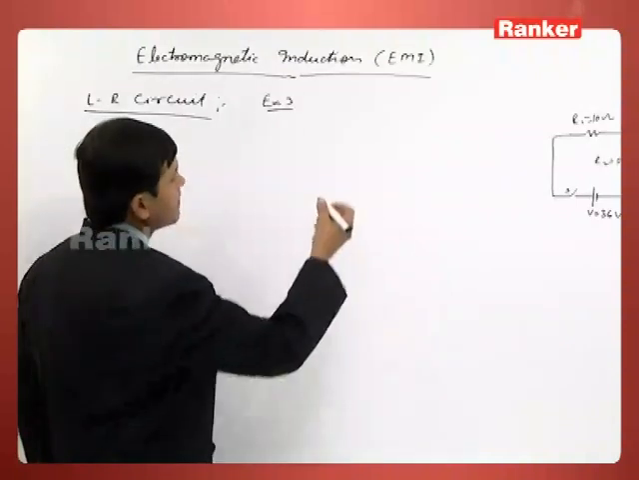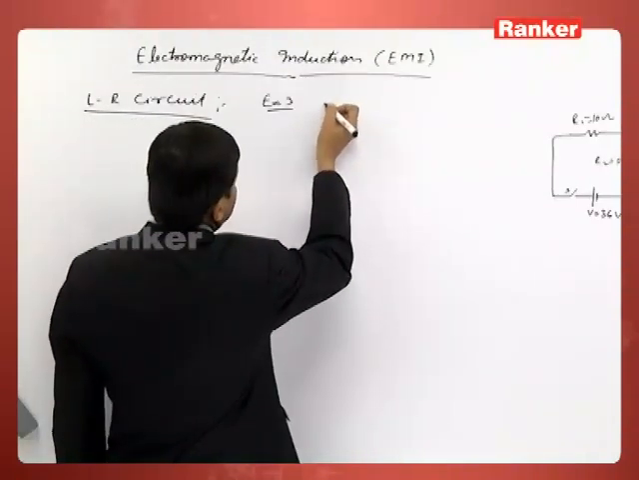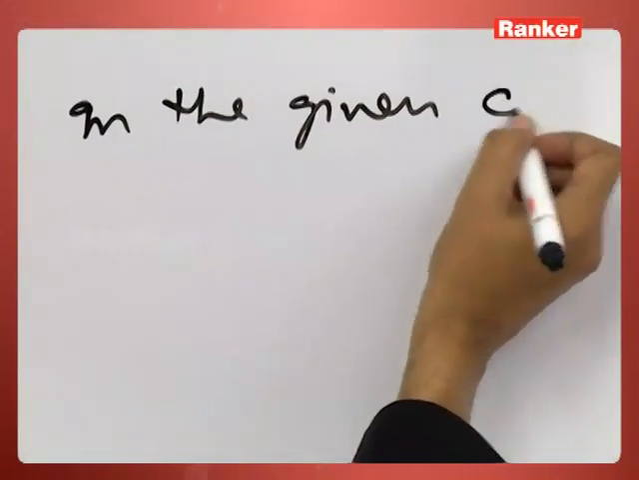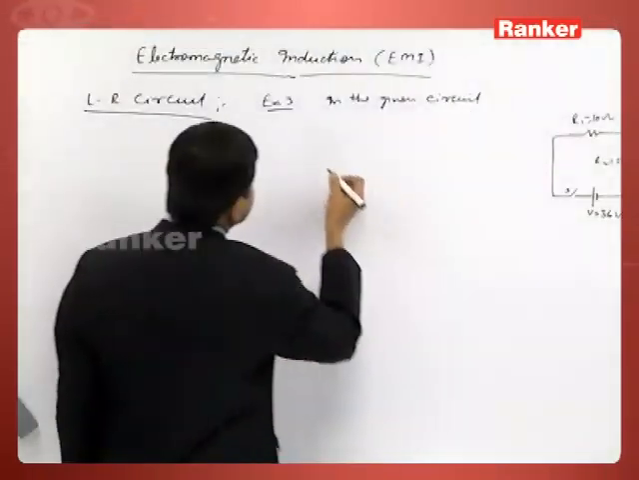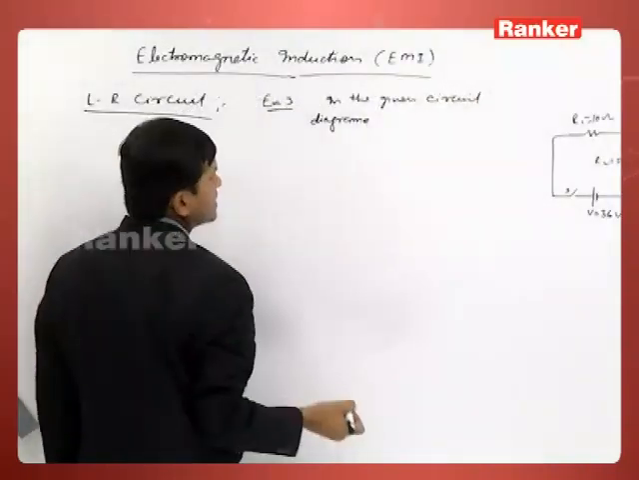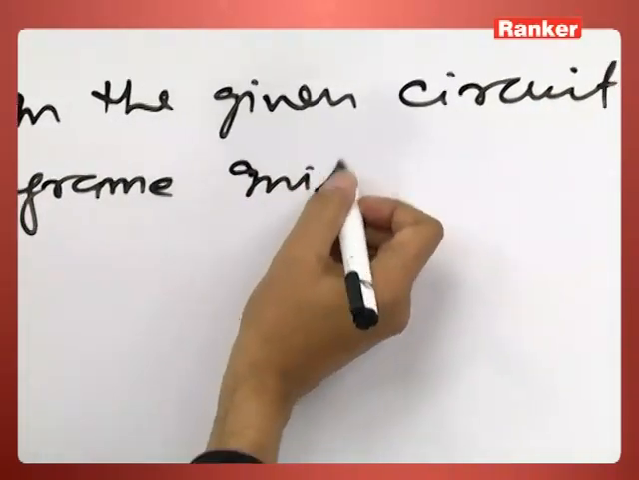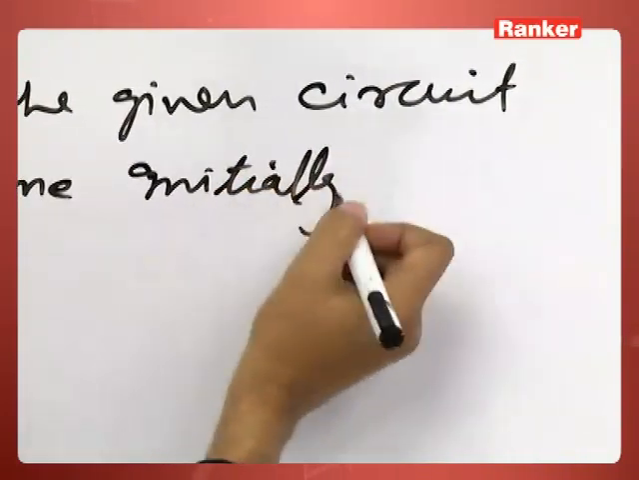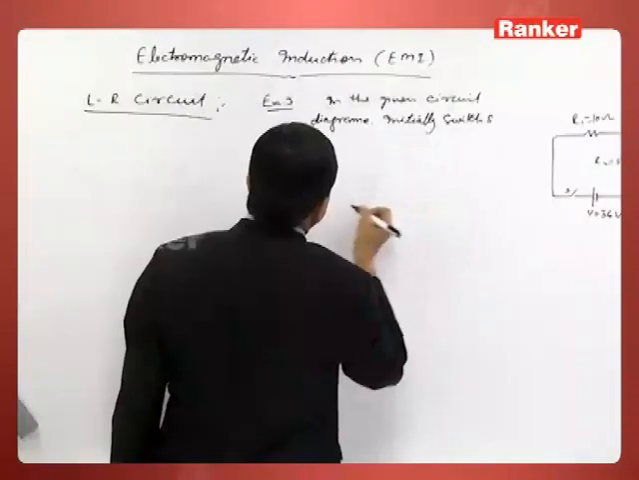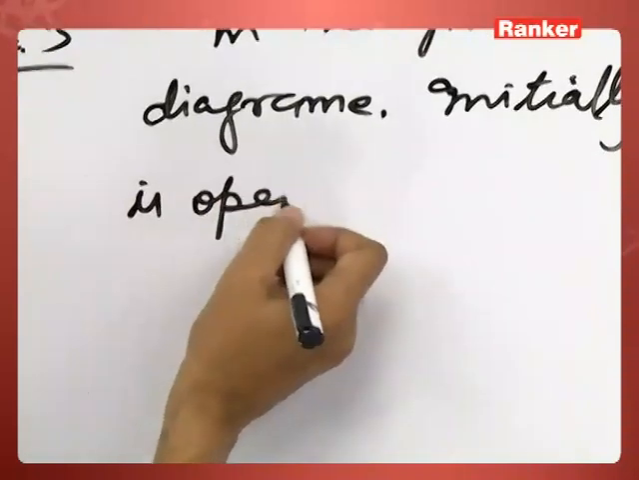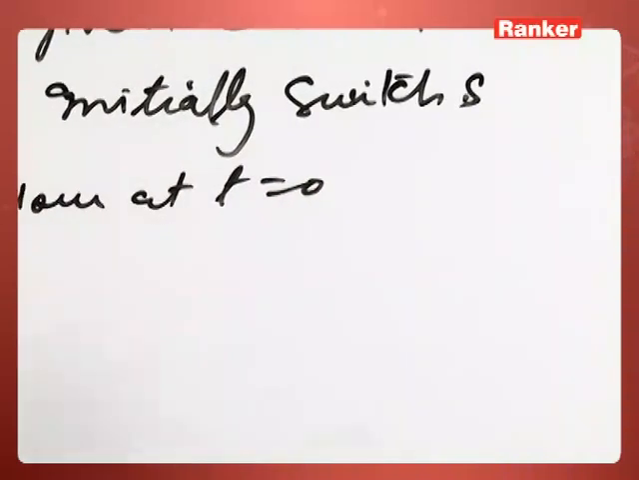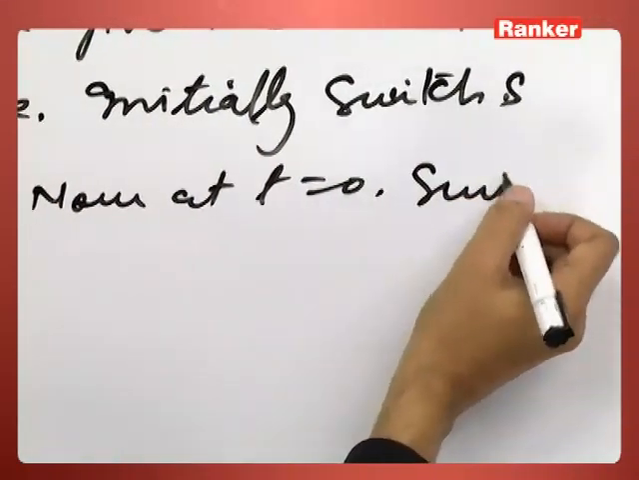Example number 3. In the given circuit diagram, initially switch S is open. Now at t is equal to 0, switch S is closed.